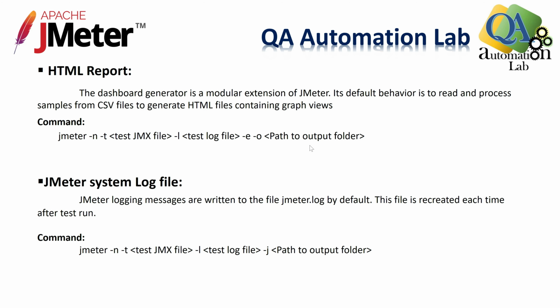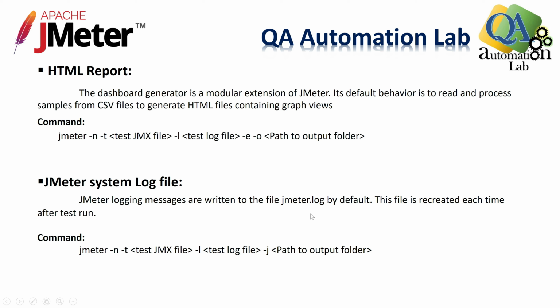The next one is JMeter system log file. Whenever we are running load test, JMeter creates a jmeter.log file by default. This file is created each time after a test run. The command we are going to use is jmeter -n denotes no GUI, -t path of the JMX file, -l log file where we want to store, -j.